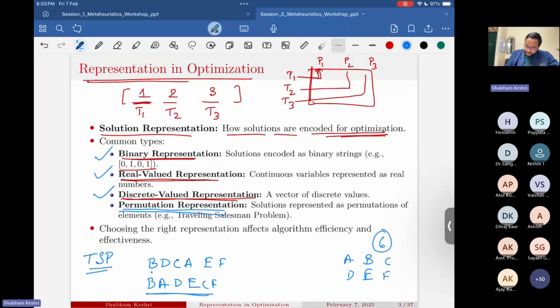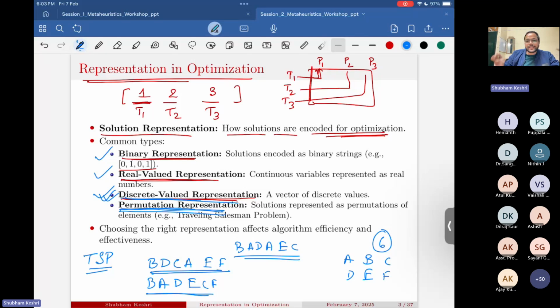And this is a way to represent a solution for a traveling salesman problem. Is that all right? You can also write the traveling salesman problem as a discrete value representation, right? Because there are similarities between permutation representation and discrete value representation. What is the difference? The difference is in permutation representation, the values cannot be repeated. So you cannot have 2 A's. You cannot have B, A, D, A, E, C and leave out F. In permutation representation, you cannot repeat a value and leave out a city.